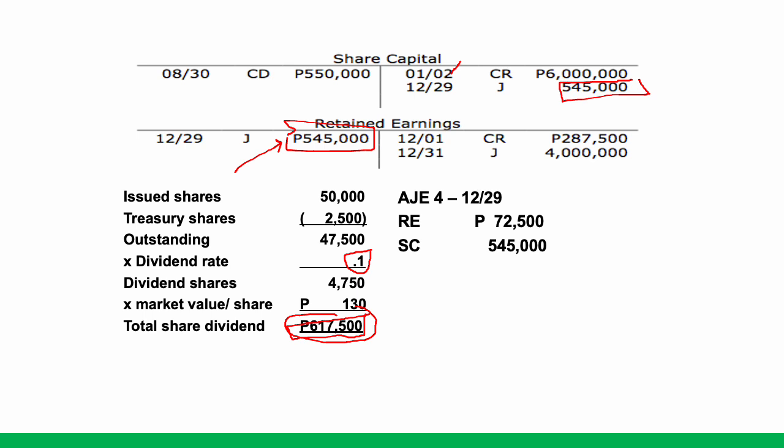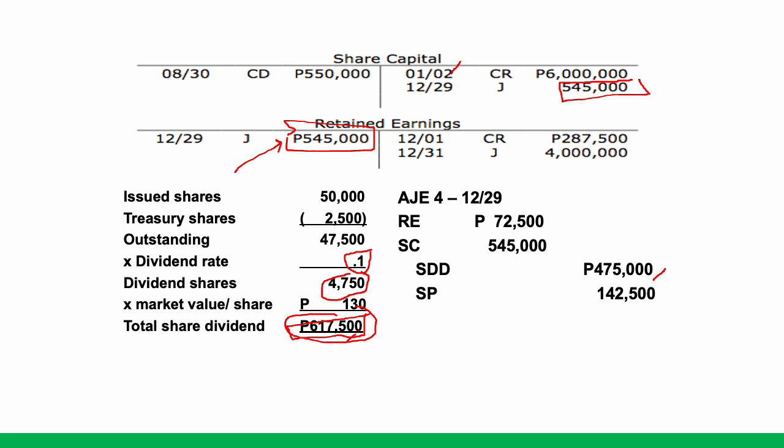So, ang par value nun is 4,750 multiplied by 100 pesos per share. The par value. So, how much is that? 475,000 pesos. So, credit, share dividend distributable, 475,000 pesos. And then the excess, magkano yung excess niyan? 617,500 less 475,000. Magkano yung difference? So, 617,500, the total charge to RE, less 475,000. How much? 142,500. Tama ba? So, that would be going to share premium.